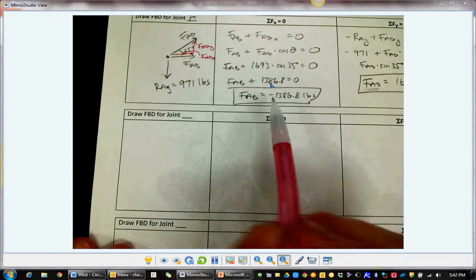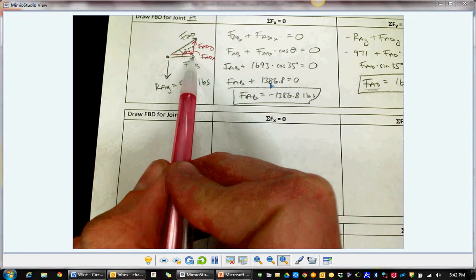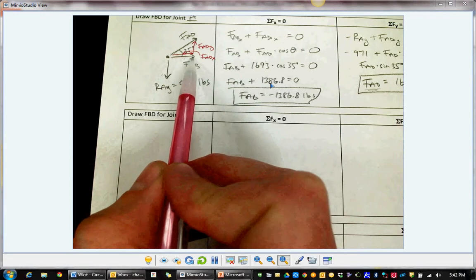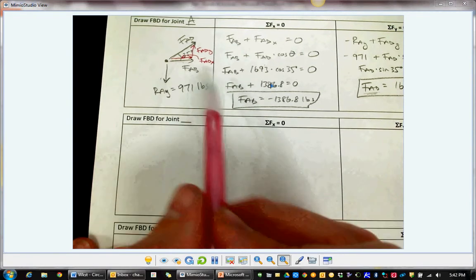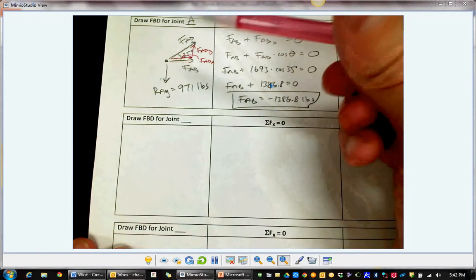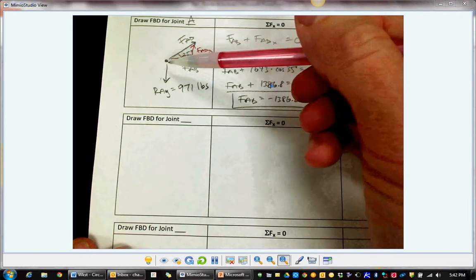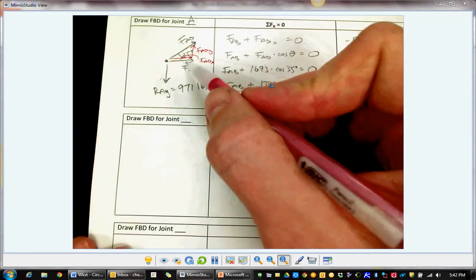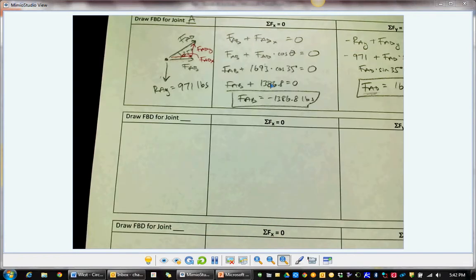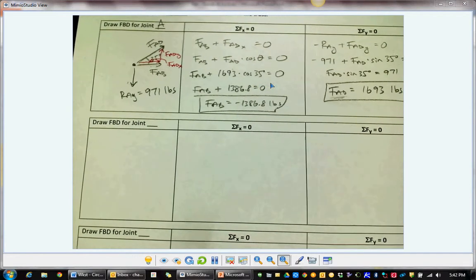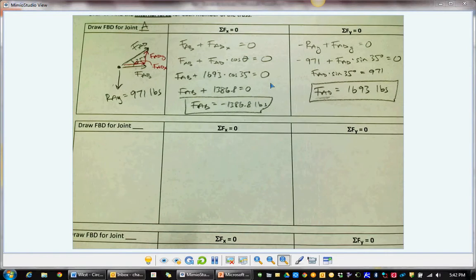We assumed that FAB was in tension, was pulling joint A to the right. Well, we got a negative, which means it's actually to the left, so it's actually pushing out on the joint, which means that this member AB is in compression. I'm not going to change it mid-problem. I know the Project Lead the Way PowerPoint shows that.